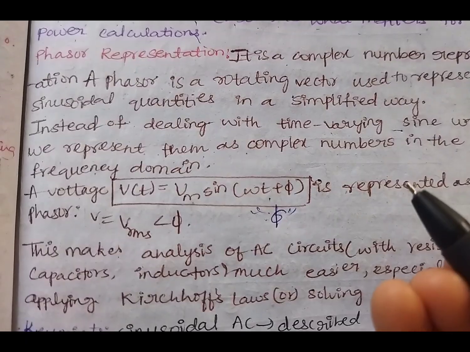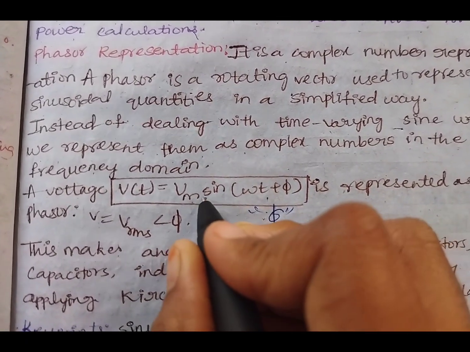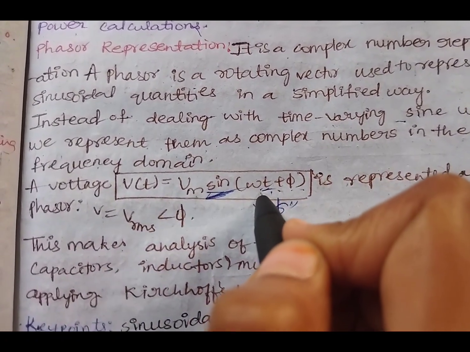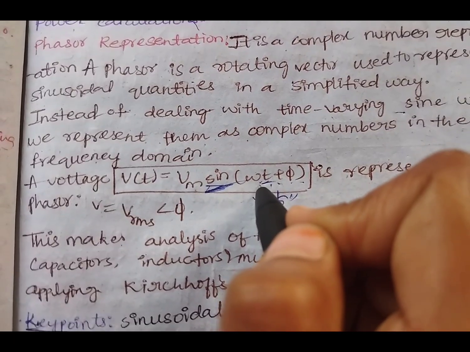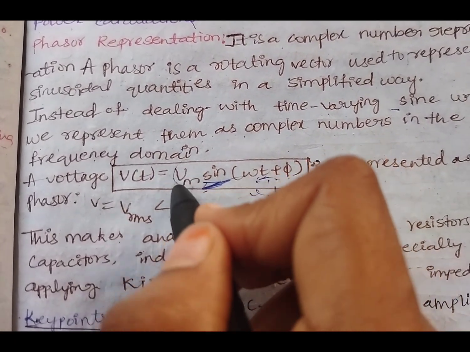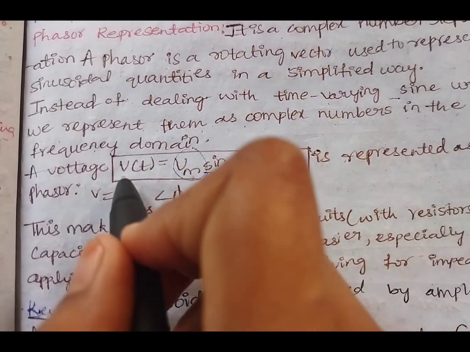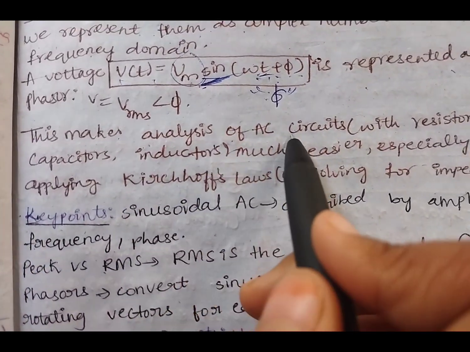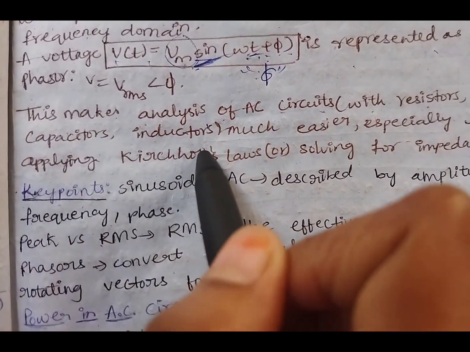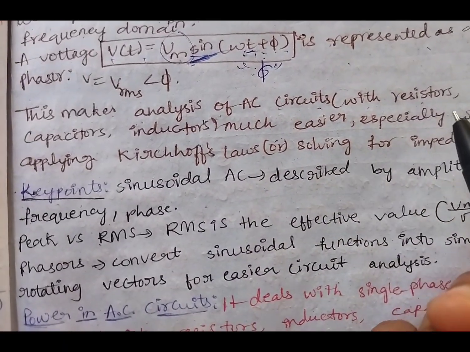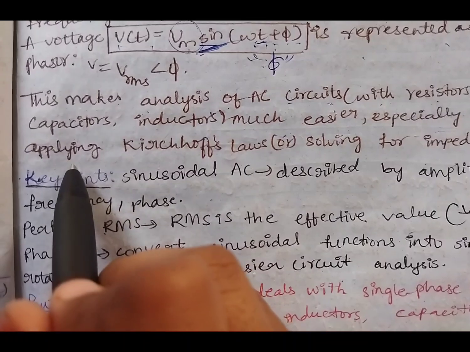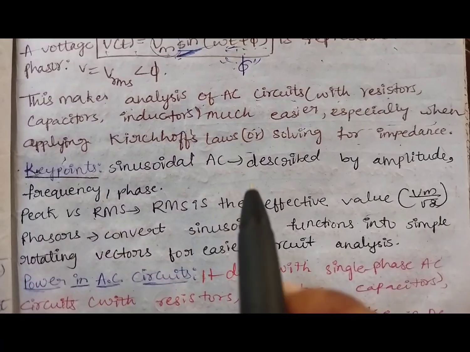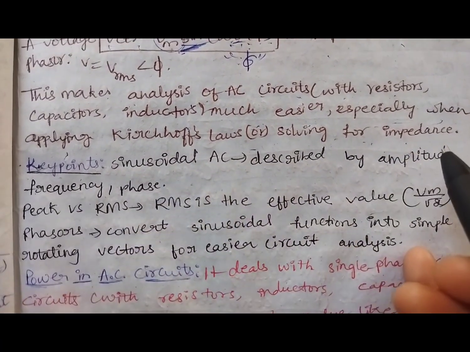It is used for complex representation by using the sine angle with omega t plus phi. t is the time, omega is the angular frequency. Calculating with a V maximum product format gives v(t) represented as a phasor. This makes analysis of AC circuits with resistors, capacitors, inductors much easier. It is for 3 elements. It is an easy process when applying Kirchhoff's laws or solving for impedance.